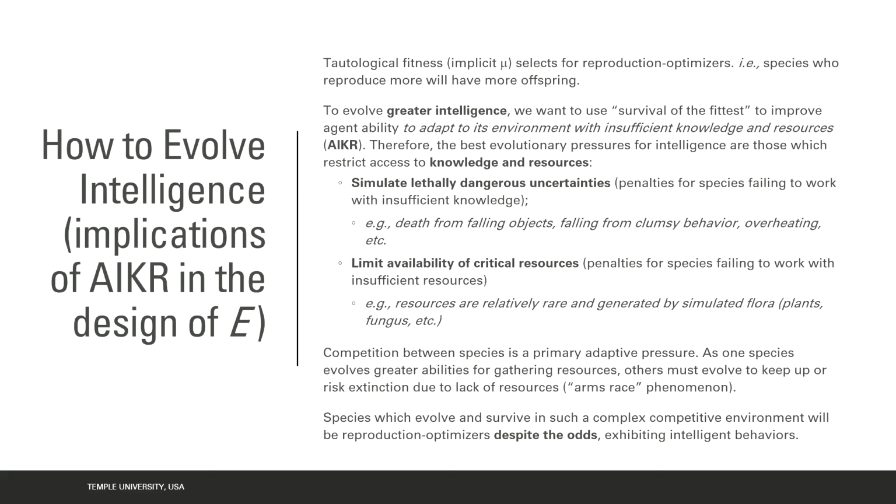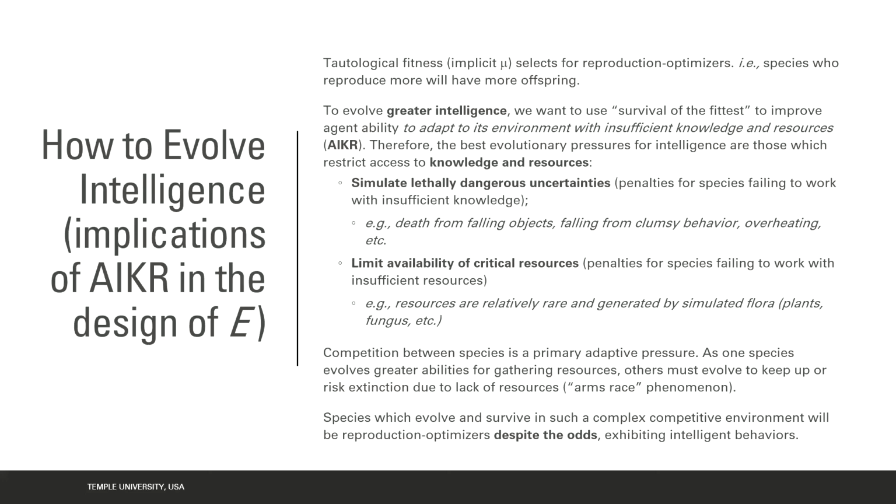And so this requires simulating lethally dangerous uncertainties, which provide penalties for species that fail to work with insufficient knowledge. So this could be things like death from falling objects or from clumsy behavior, from laziness, overheating, and so on, but also limiting availability of critical resources, which is a penalty for species that fail to work with insufficient resources. And you can do this by making resources relatively rare to find in the environment, potentially generated by a simulated flora, like plants or fungus.